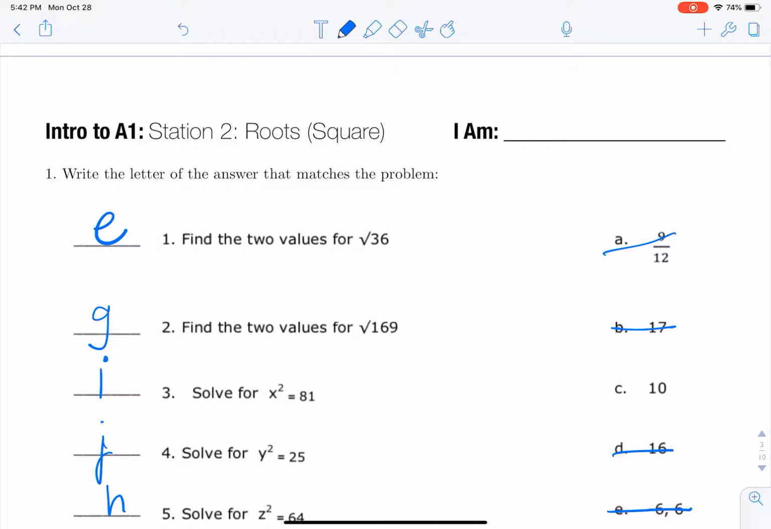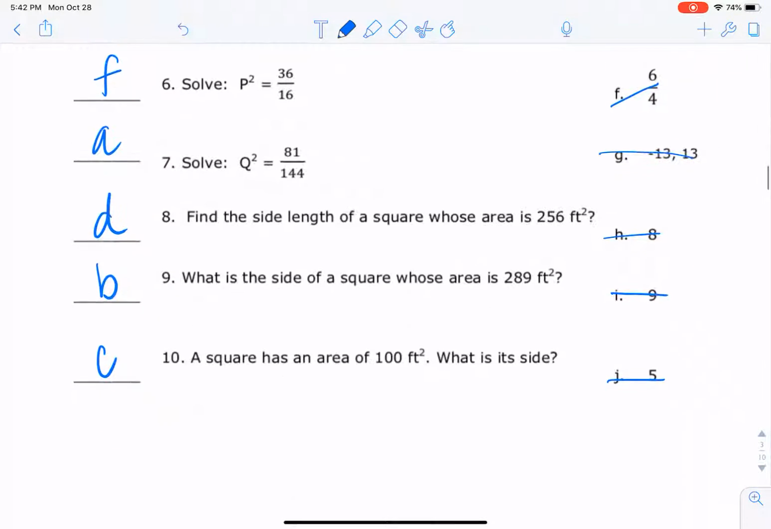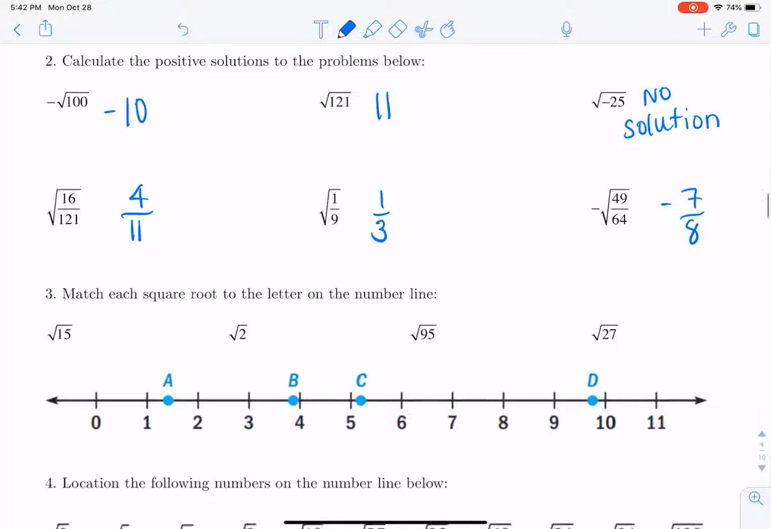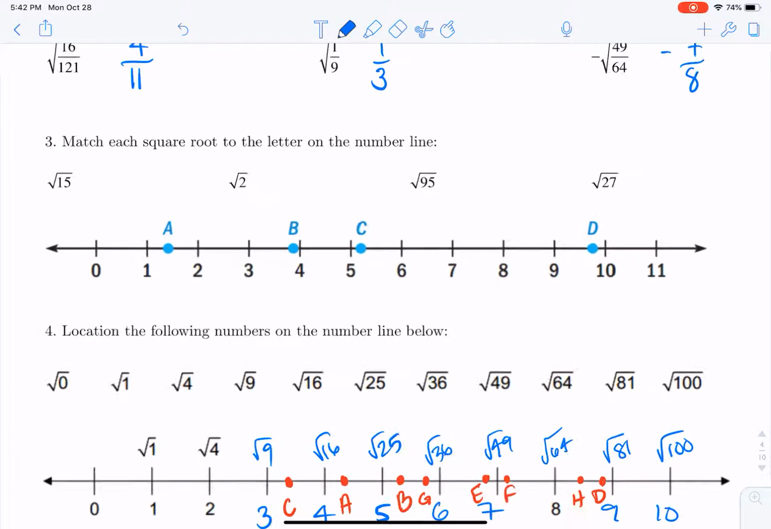All right, here is station 2, which is about square roots. You can click on the answer key to see the answer key for the first page for the matching, but what I'd really like to go over with you is the number line piece that's here, so number 3. So this problem right here. Match each square root to the letter on the number line.